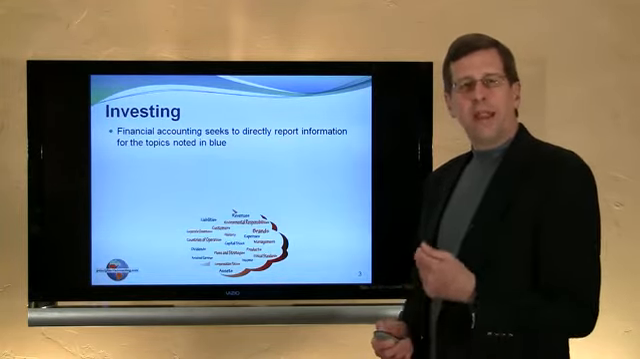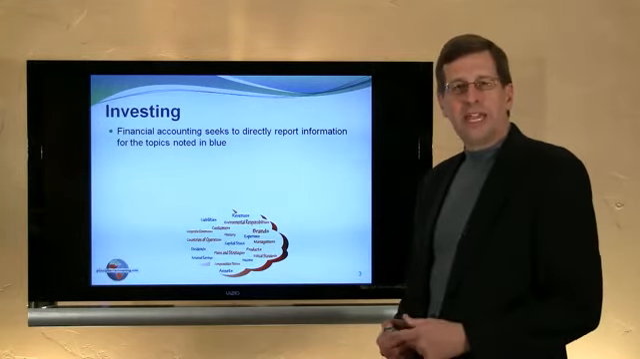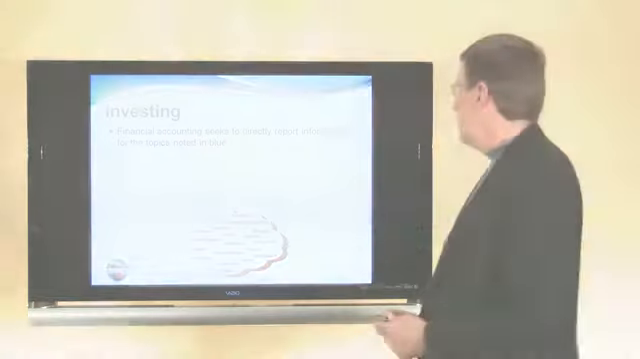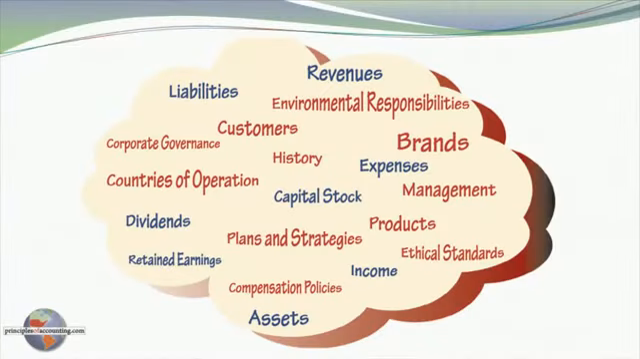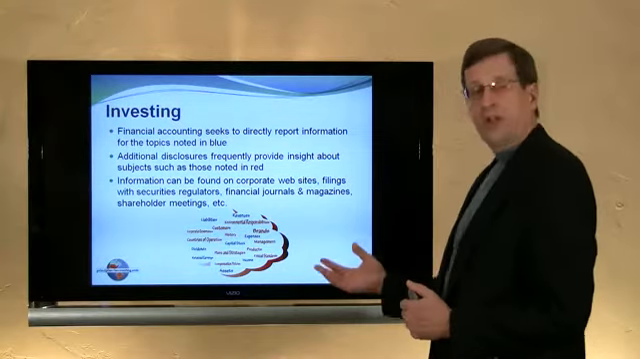Before we begin that, though, what I'd ask you to consider is what types of information would you want about a particular company you were considering investing in? I've included in this little thought cloud here things that are financial in blue. You'd want to know about the revenues of the company, the income, the assets, things of that nature. You would also want to know about, though, the things that are in red: corporate governance, environmental responsibilities, the management team, what brands are held by the particular company. Accounting is focused primarily on providing the financial information.